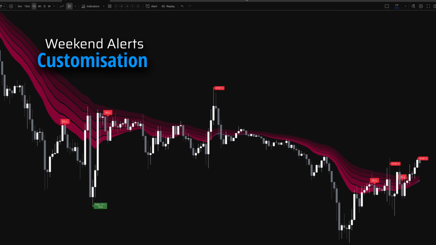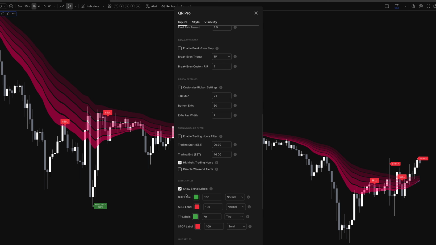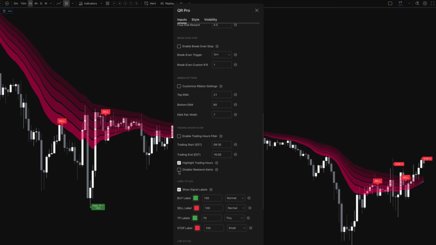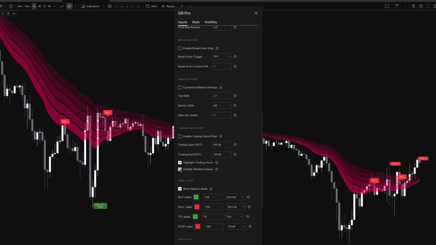Simple quality of life feature. Crypto trades 24/7, but weekends are low volume. Signals that fire Saturday or Sunday often lack follow-through. Enable this toggle and alerts won't fire on weekends. Chart signals still appear. You can see what's setting up. But your phone won't buzz at 2 a.m. Sunday with a signal that probably won't work anyway.